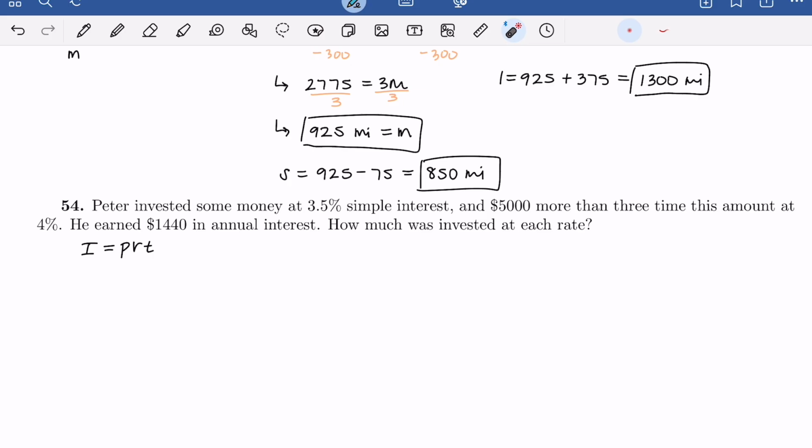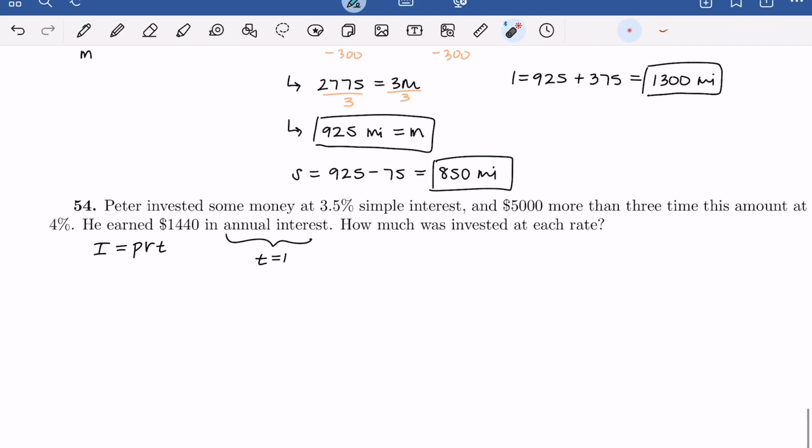So with this information, we want to figure out how much was invested at each rate, at the 3.5 and the 4%. Now, the first thing that we're going to note here is that we're looking at annual interest. So in this case, T is equal to 1. So that simplifies our equation a little bit. But notice we have two different principal amounts, right? We have a principal invested at 3.5%, and then we have another principal amount invested at 4%, and that principal amount is 5,000 more than 3 times the first principal.